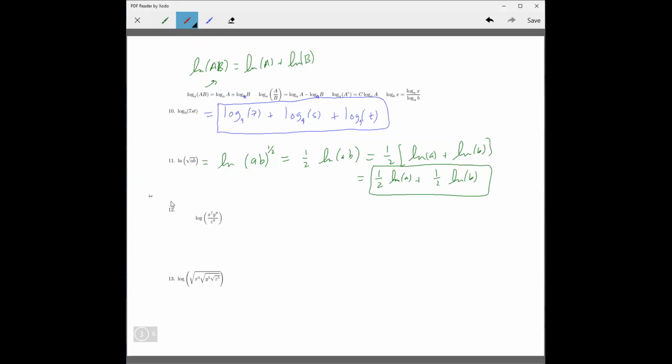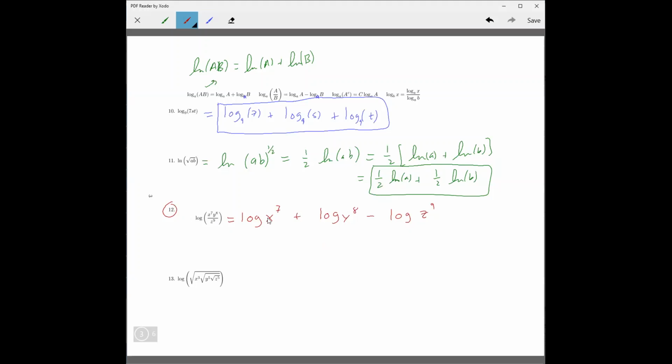Okay, now number 12. We're supposed to also expand number 12 using the laws of logarithms. This is a quotient, first of all, but this is base 10, the common logarithm. It's a product in the numerator and a quotient, so we can write it like this. Whatever's in the numerator, you write with pluses, and then subtract the log of whatever's in the denominator.